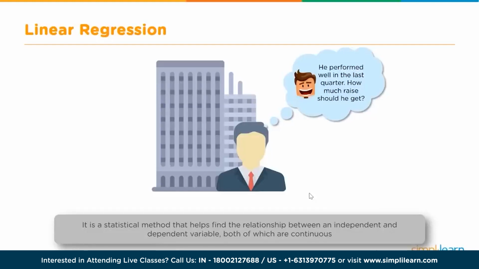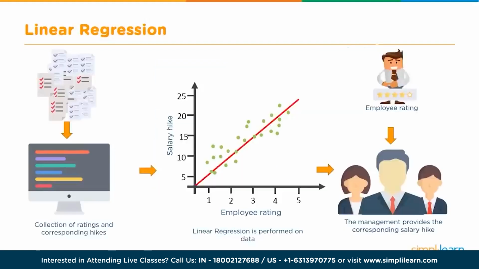It could be the price of a real estate property. It could be your hike, how much hike you're going to get, or it could be a stock price. These are all continuous values. These are not discrete, compared to the yes or no kind of response that we are looking for in logistic regression. So this is one example of a linear regression.